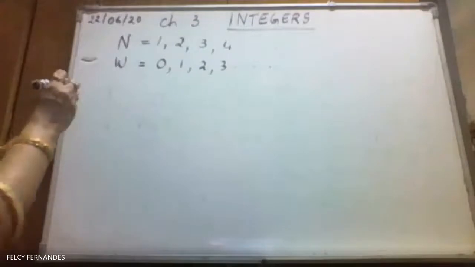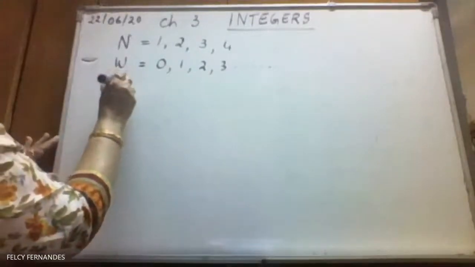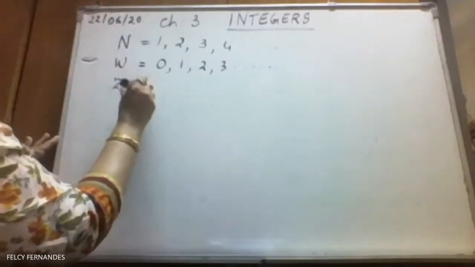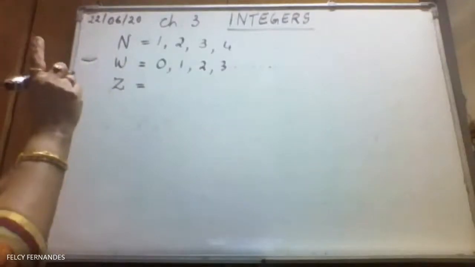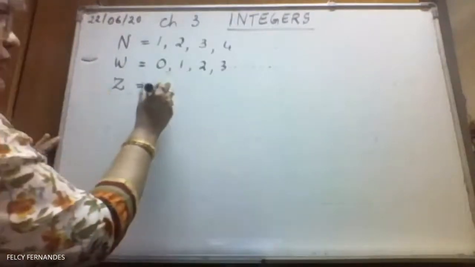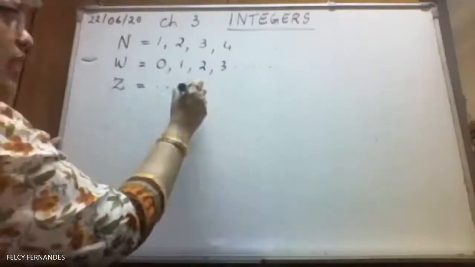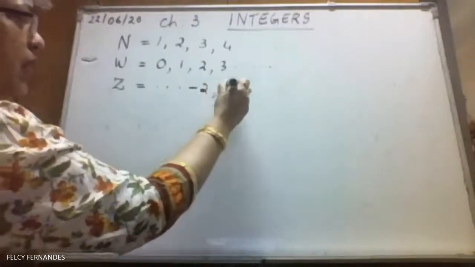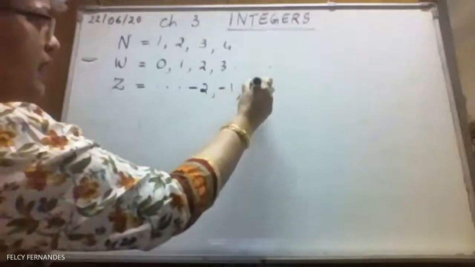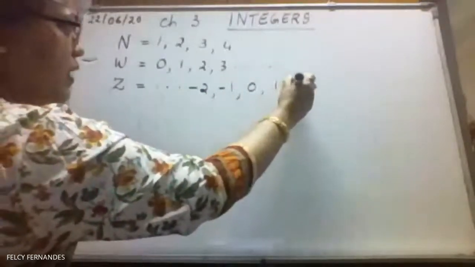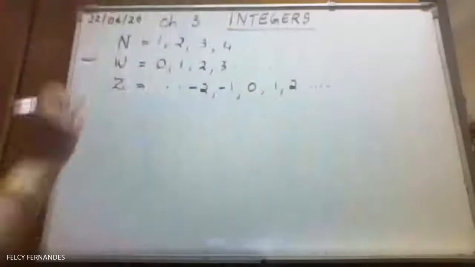Now we will write down, what do you mean by Z? Z means it is the set of integers. It is represented, you can write down some dots here and you say minus 2, minus 1, 0, 1, 2, dots.